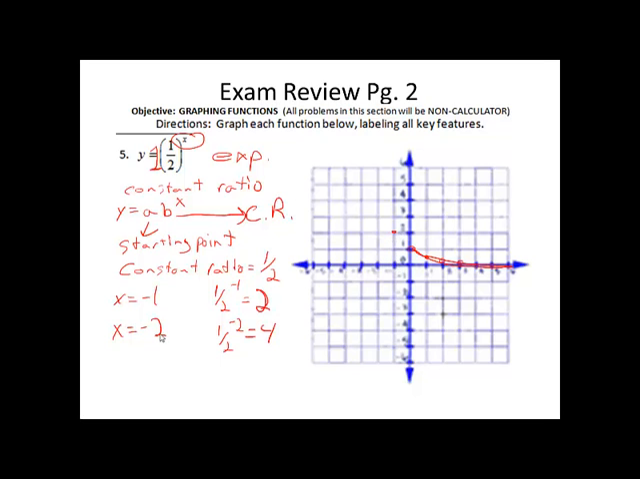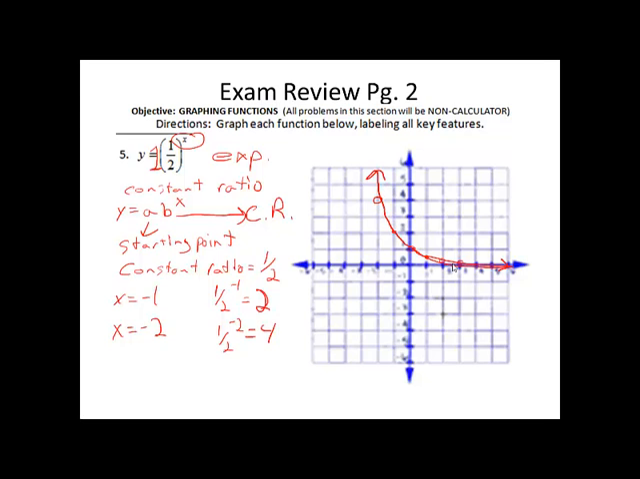When x is equal to a negative 2, y is equal to 4. We plot that point right there. And there is the rest of our graph. And that, again, is what we call an exponential function. Now, because this number, our constant ratio, is less than 1, it's just like dividing, so it's going to be getting smaller. So we call this exponential decay.